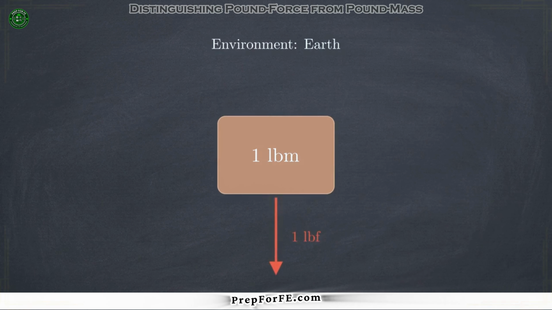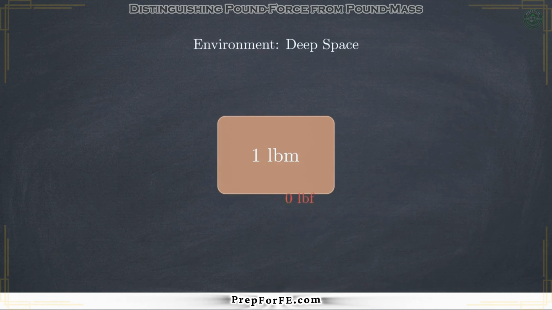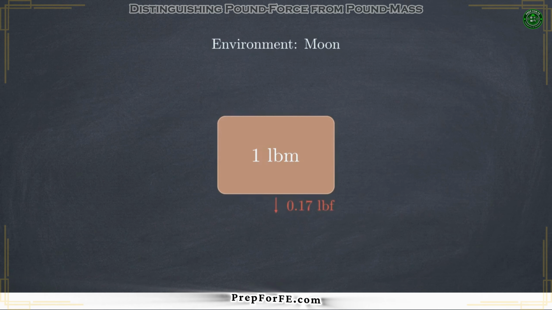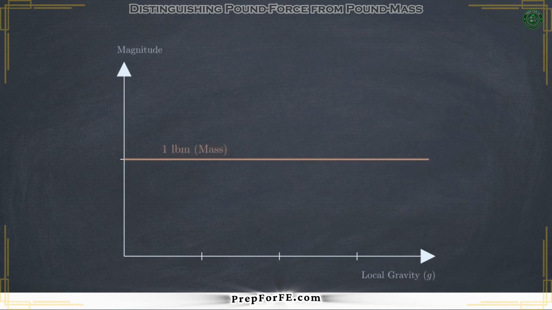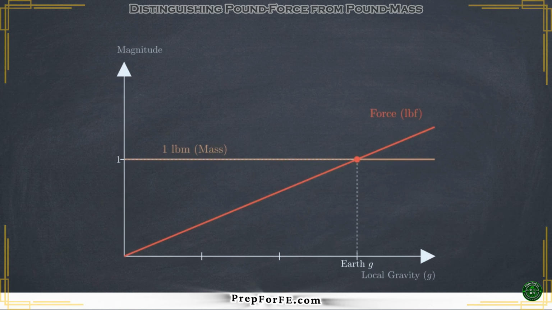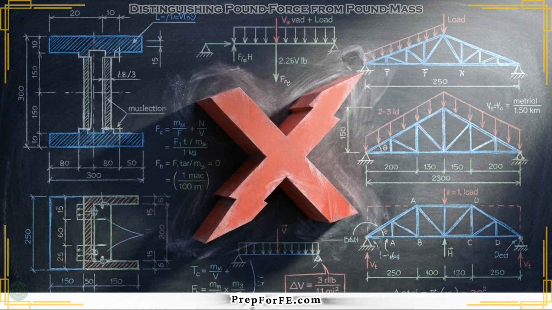Pound force, or lbf, measures weight. It is the specific push or pull exerted by gravity on that mass. While the mass remains locked, the force is a dependent variable. It scales directly with the strength of the local gravitational field. Swap these two separate physical properties in your calculations, and your dimensional analysis will collapse entirely.